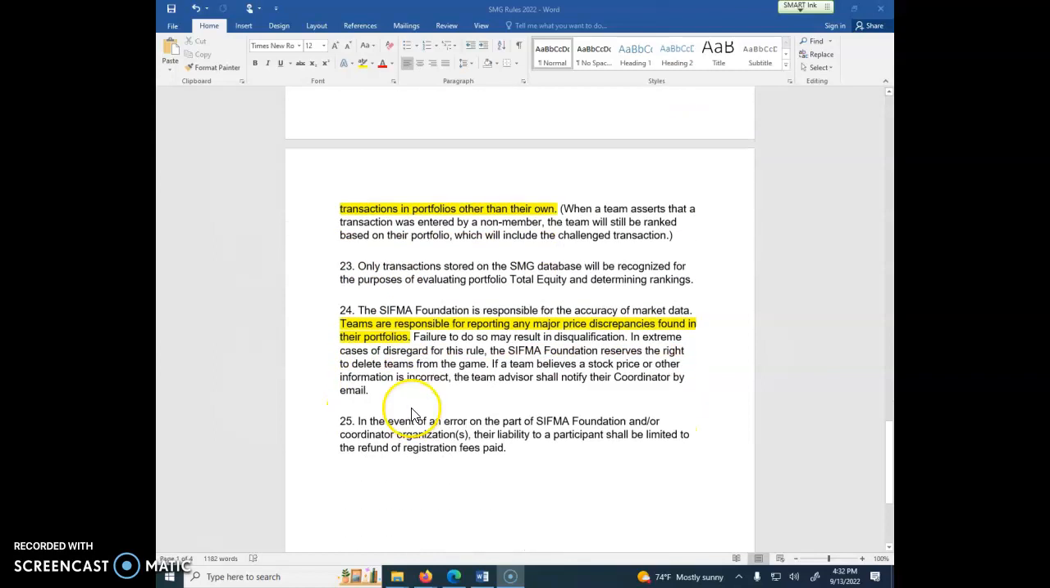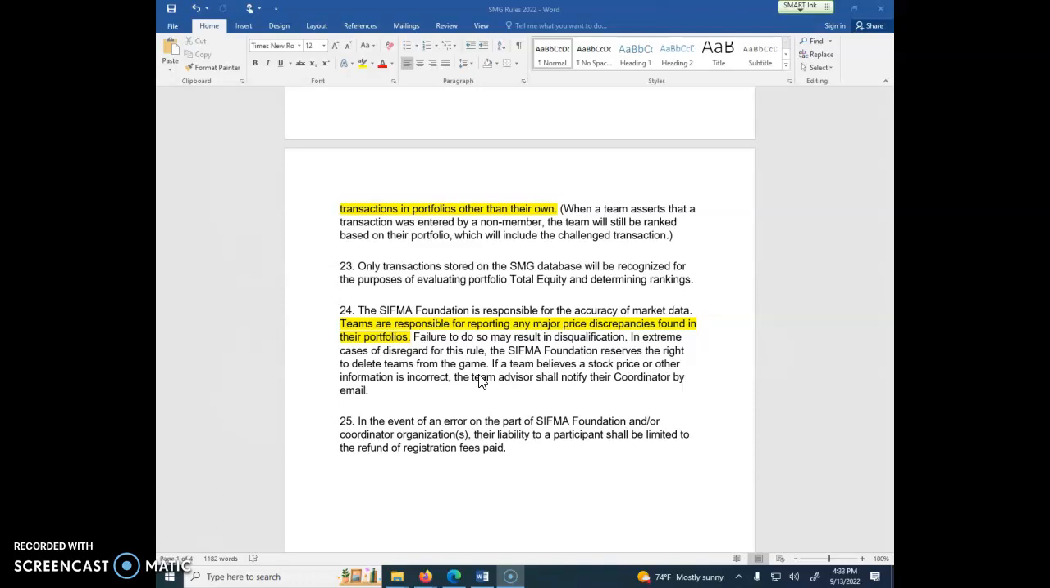Last one, number 24, that I want to go over. Teams are responsible for reporting any major price discrepancies found in their portfolio. If you find something really weird, tell me about it. Several years ago, I had a stock market game team who did a transaction, and the next day they came to me and said, Mr. Vaughn, they were all excited. Did you see what happened to our stock market game account? I told them I had not.